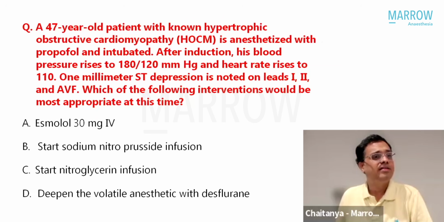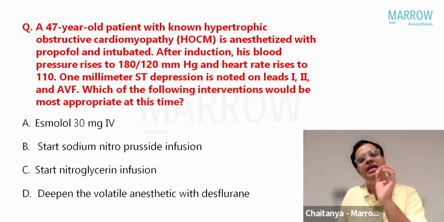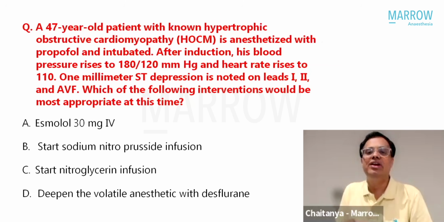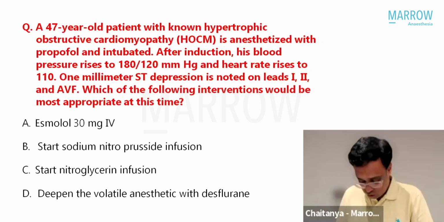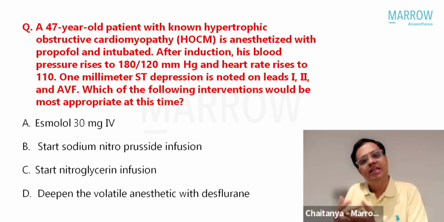Why not desflurane? Someone has answered it rightly. Yes, desflurane is a sympathetic stimulant. Out of all inhalational anesthetics, desflurane is initially an irritant, so it will cause initial tachycardia. So deepening the plane of volatile anesthetic is a good option, but not with desflurane. Can you understand it? Because desflurane is an irritant, it will cause initial tachycardia, and the initial tachycardia might again precipitate the outlet obstruction. That's the reason why I kept this option.